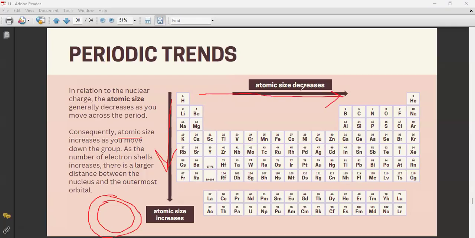Here we have seen that the nuclear charge has increased, but this size which we see here will decrease and not increase. It will increase as we move down the group.